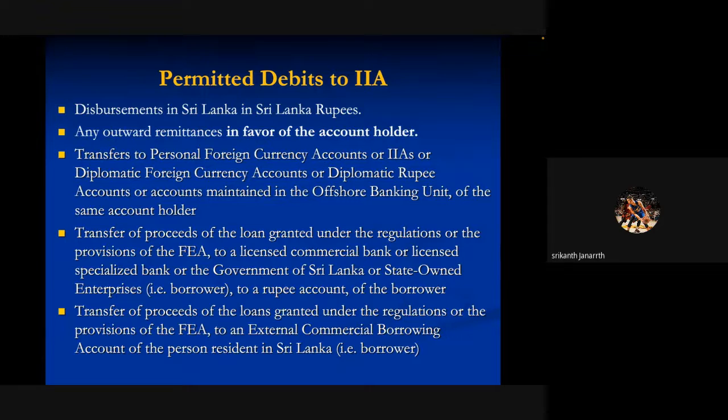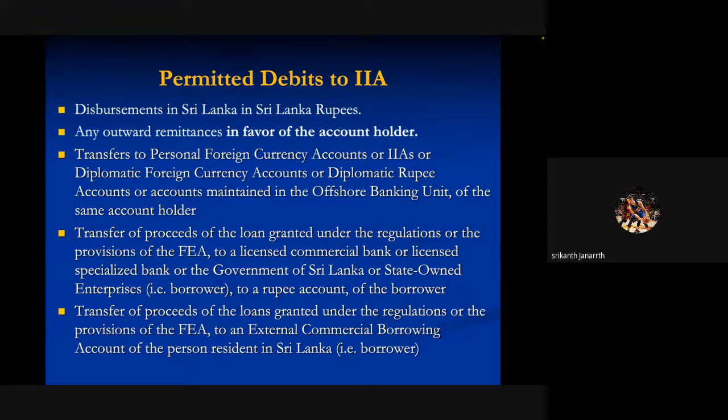Any outward remittance is also a permitted debit. Once you have the investment done, if you want to take it out, it has to be debited from the IIA, and you take the investment out. Eventually, once the investment is realized, the account holder can take it back. That is what comes as a permitted debit. So it goes out to the account holder after the investment is realized. You can even put it back to your personal foreign currency account if you feel like it.